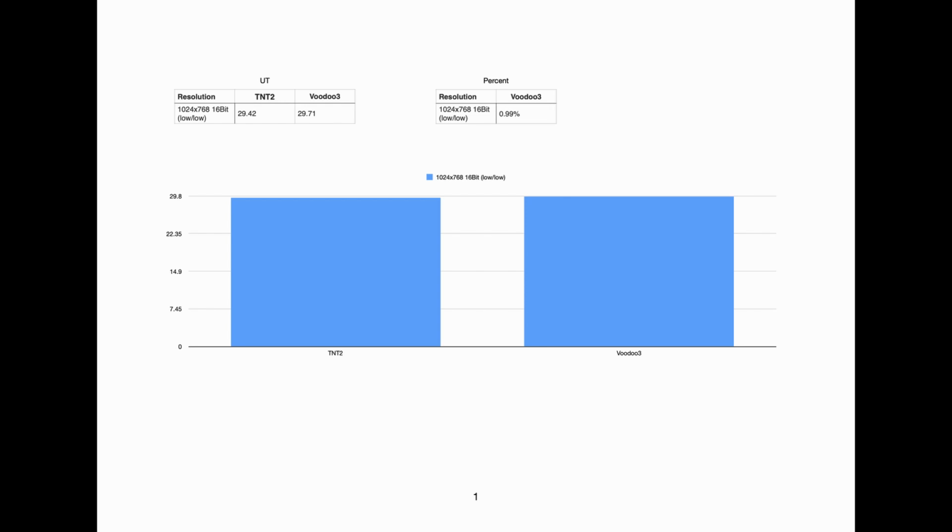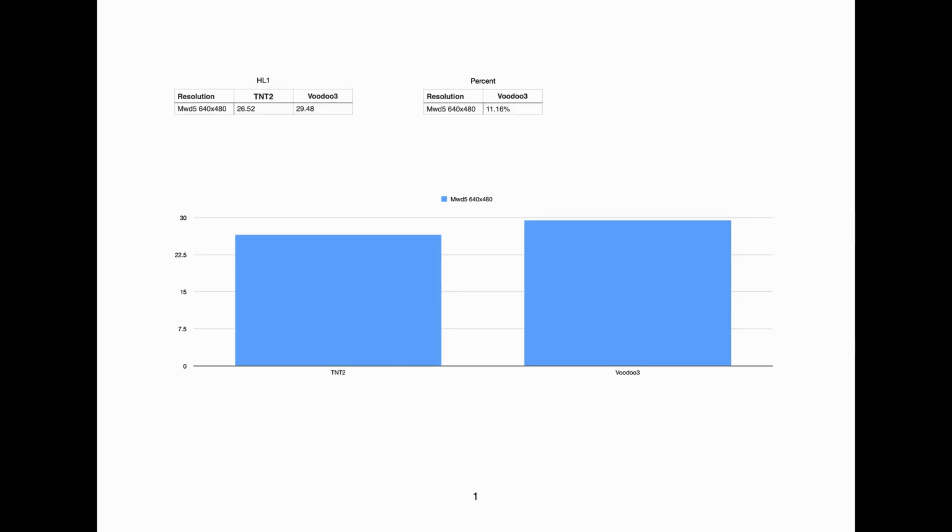And the final benchmark here is Half-Life 1, using a benchmark that I did to really put a lot of load on the CPU. And here we can see the Voodoo again getting 11% improved performance. So I think that the TNT2 has done, I actually think, better than expected.